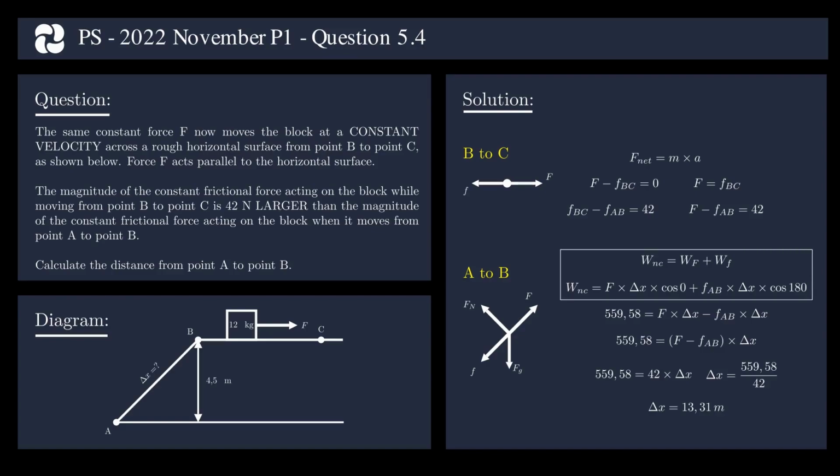1 mark is allocated for one of these formulas. 1 mark has been allocated for substituting the value of the work done by non-conservative forces. 1 mark has been allocated for identifying the relation between the force F and the frictional force in section BC. 1 mark has been allocated for writing down the relation between the 2 frictional forces. And the final mark is allocated for the correct answer.